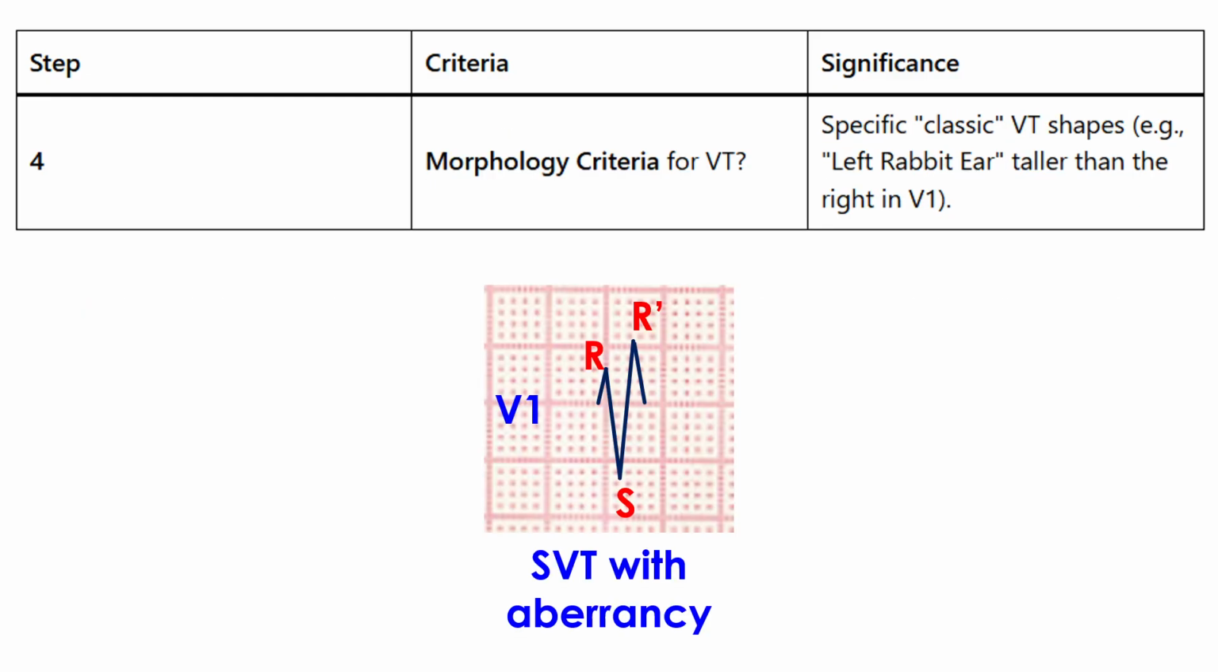Then there are several morphology criteria for ventricular tachycardia, which is rather complex. The classic VT shape is left rabbit ear taller than right in V1. On the contrary, if the left is smaller, that is shown in the picture, it is SVT with aberrancy. That is the typical RSR prime pattern in right bundle branch block type of aberrancy. This is easy to make out and memorize as well.